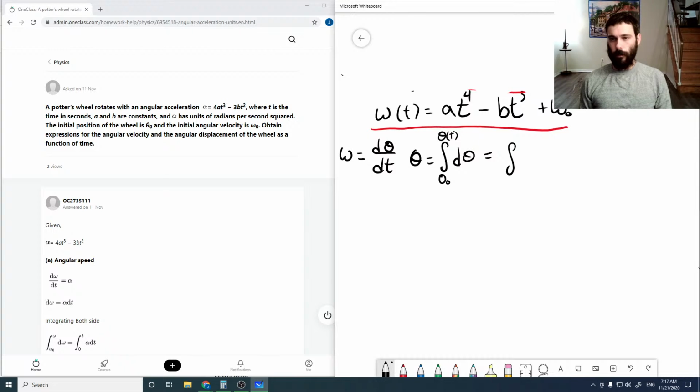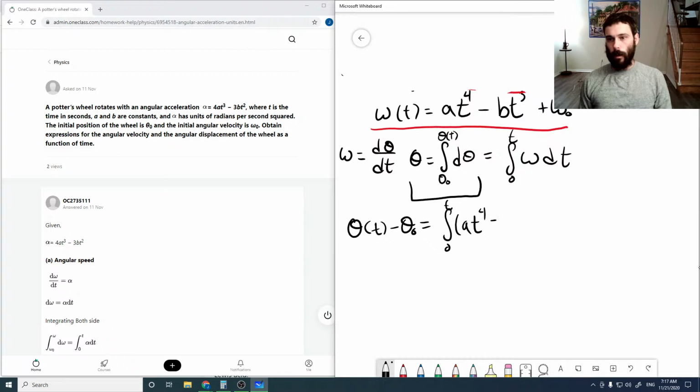That's going to equal the integral from 0 to t of omega dt. And we have our omega expression, and I'm just going to skip a bit of steps here and recognize that that's just going to be theta t minus theta naught, and then that's going to equal my integral from 0 to t of a t to the fourth minus b t cubed plus omega naught dt.